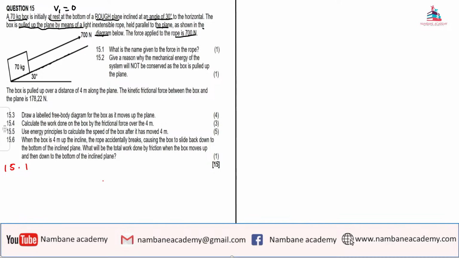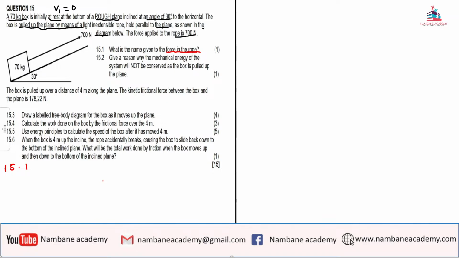So Tapelo, the examiner is asking about the force in the rope. Yes, we have the 700 that is applied, which is the applied force. But basically what the examiner wanted to assess is us knowing that once there's a rope and we apply a force, that force is actually called the tension force. Why? Because it is applied through the use of a string or even a rope.